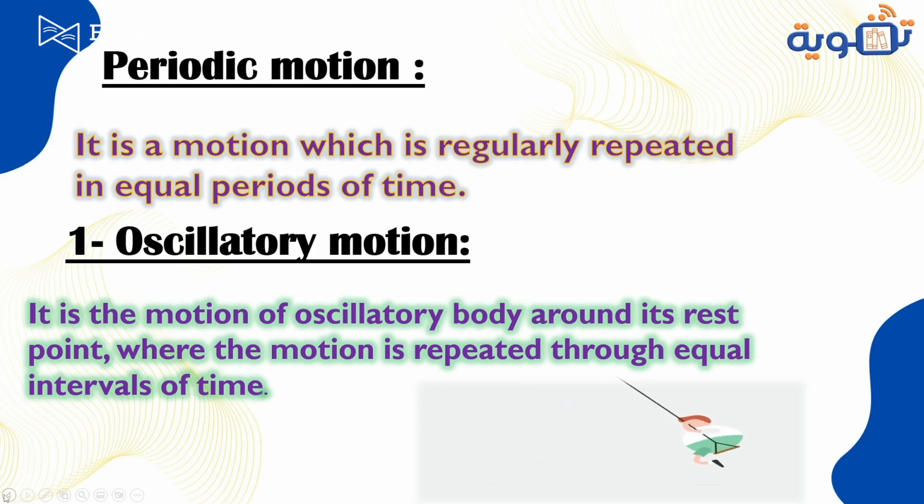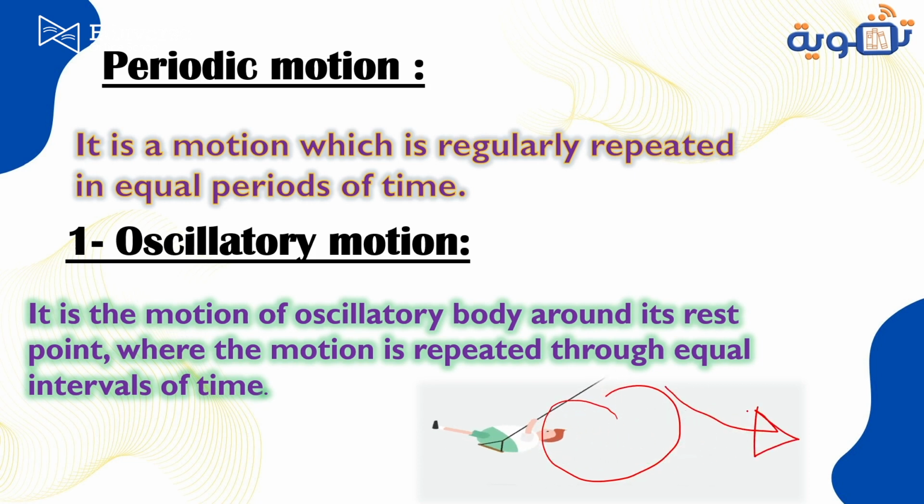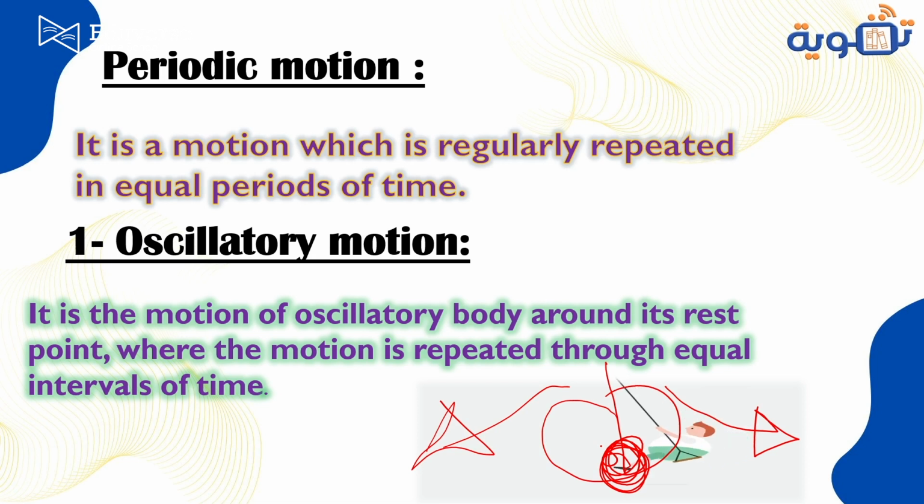Look here, it's like the motion of a swing. Where is the rest point here? Yes, it's in the middle. And the swing moves to the right side and moves to the left side. So, oscillatory motion is the motion of an oscillatory body around its rest point, which is in the center here, at equal time intervals. What's meant by at equal time intervals?